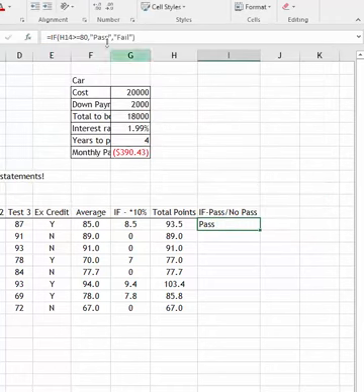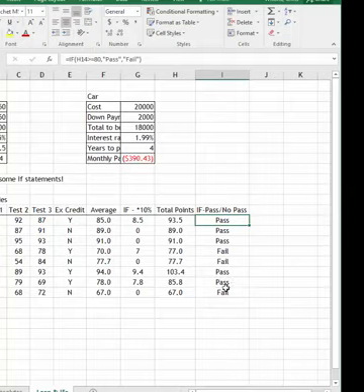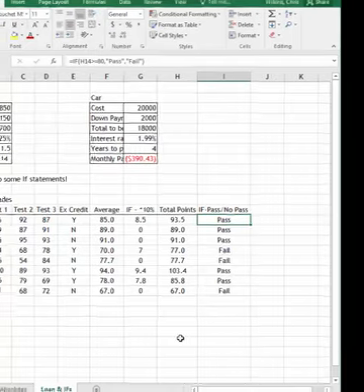I'm going to say okay. I'm going to put this in the center. I'm going to pull it down. Whoops, I didn't need to go there. My fault. So we can see who passed and who needs to take the class again, right?